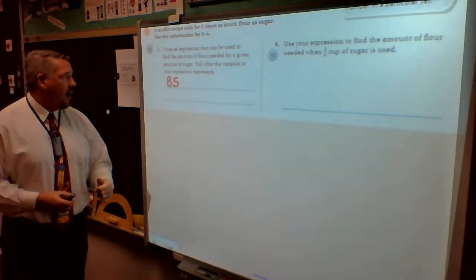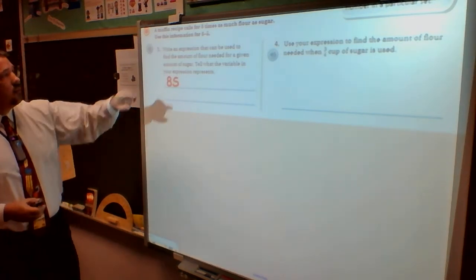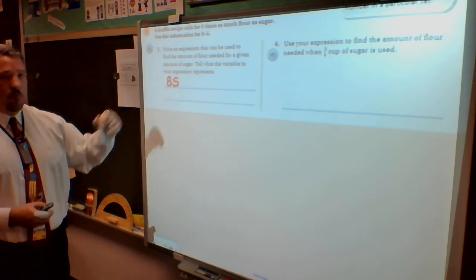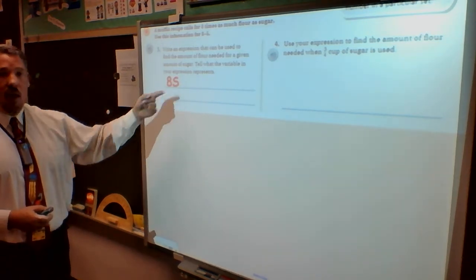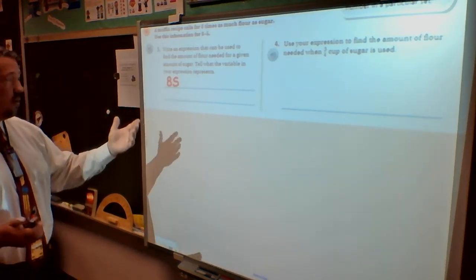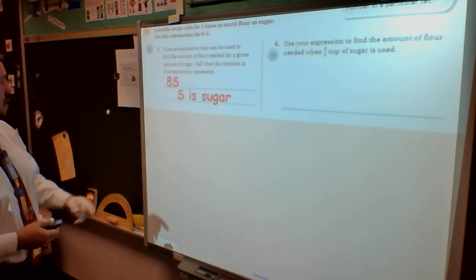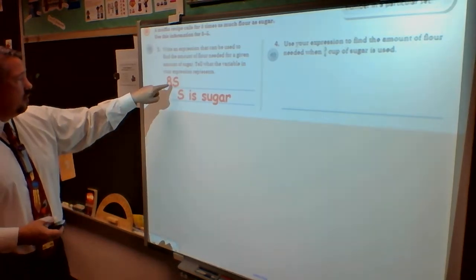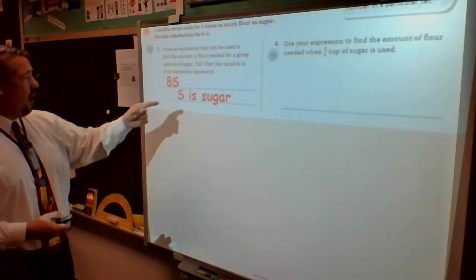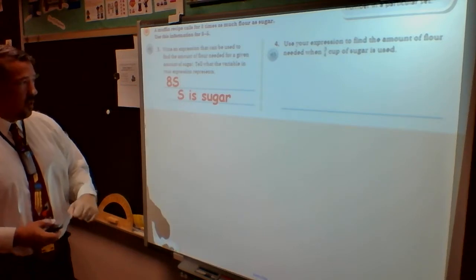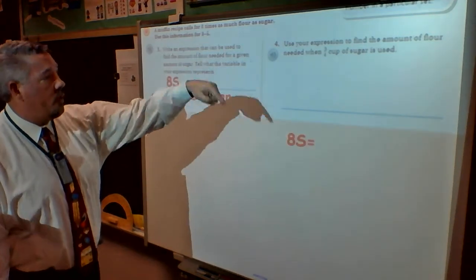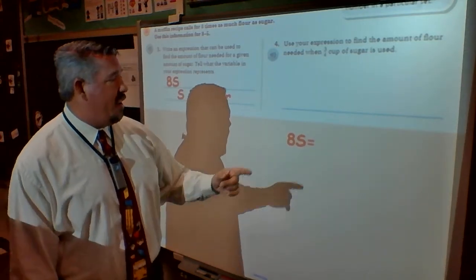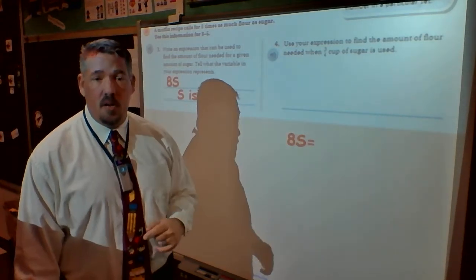So I know that if I have 8, it's 8 times what? 8 times my sugar. So I have 8S, right? It's only one term because they go together. So I have S is equal to sugar. So I've given you my expression. I've given you what S is equal to. Going to go over here. Use your expression to find the amount of flour needed when 3/4 of a cup of sugar is used.